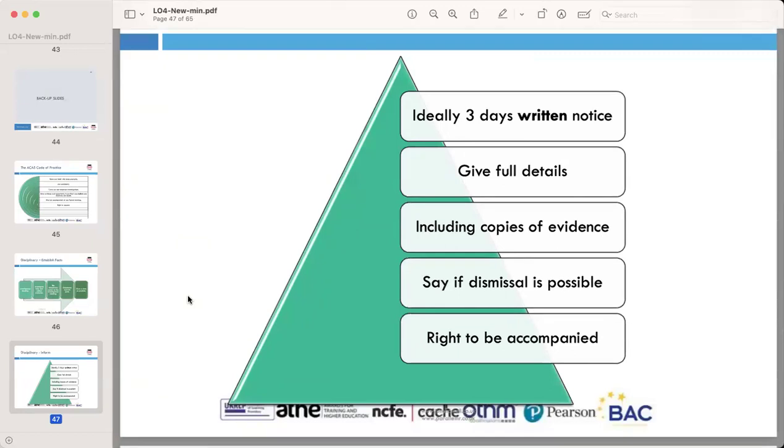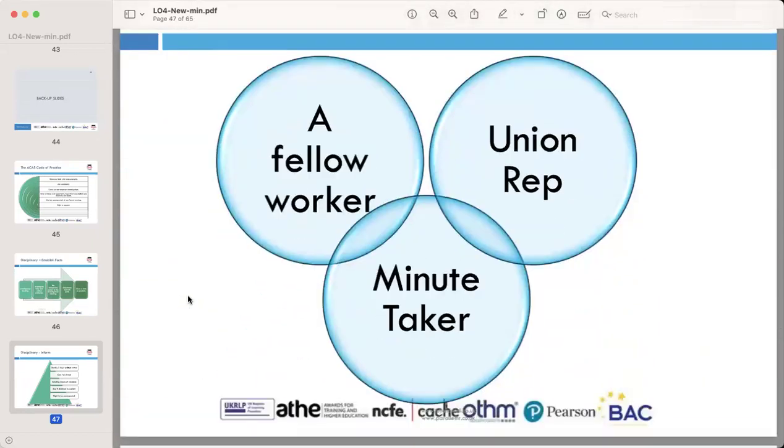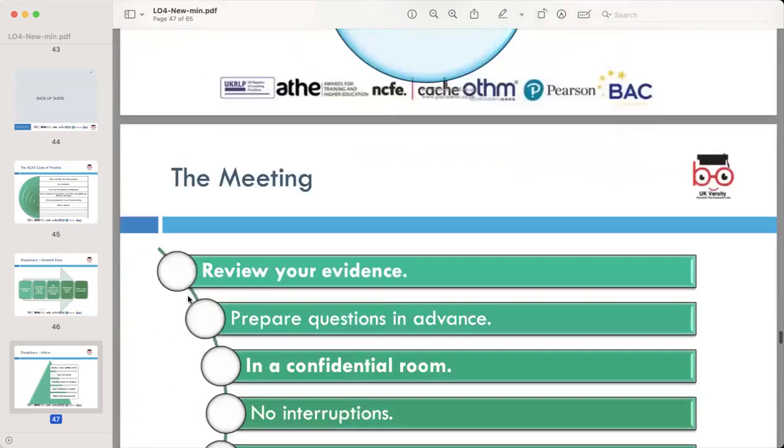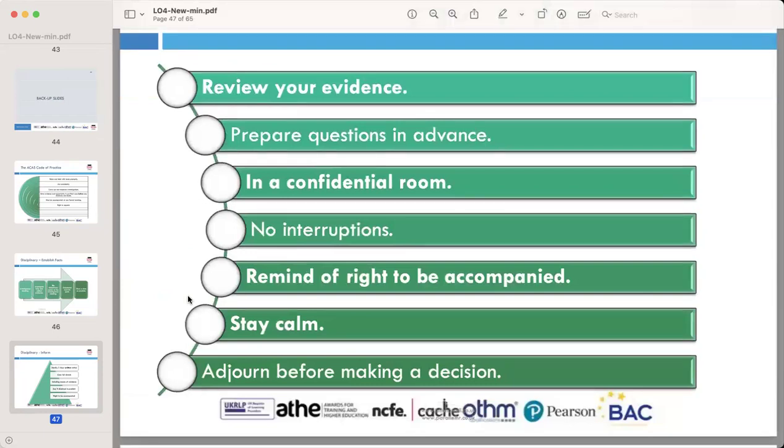Meeting: a fellow worker, union rep, and minute taker again. The meeting reviews your evidence, prepare questions in advance, in a confidential room, no interruptions, remind of the right to be accompanied, stay calm, adjourn before making a decision. So hold the meeting in a confidential room, review the evidence, prepare questions in advance, and ensure an uninterrupted environment, remind the individuals of the right to be accompanied, maintain a calm atmosphere, and adjourn the meeting before reaching any decision.